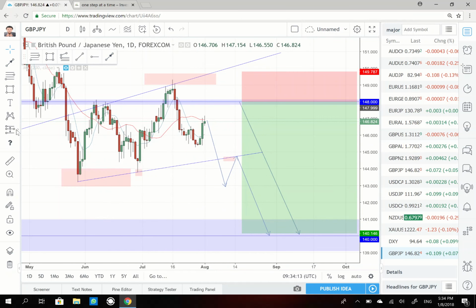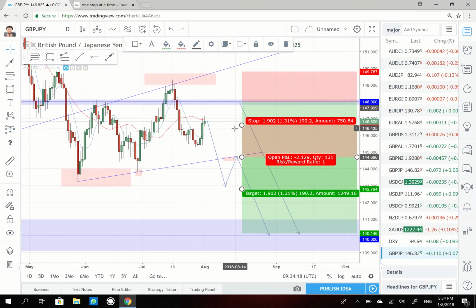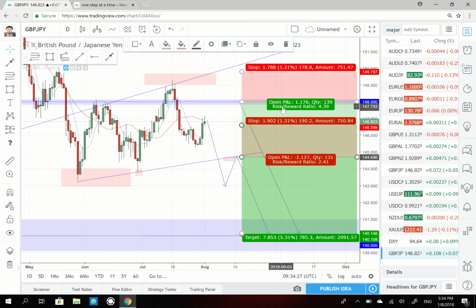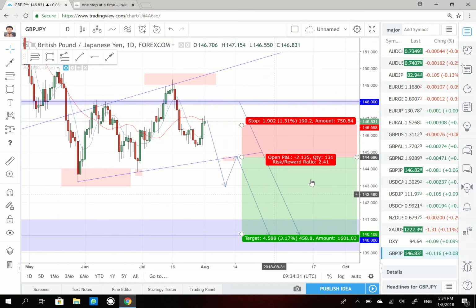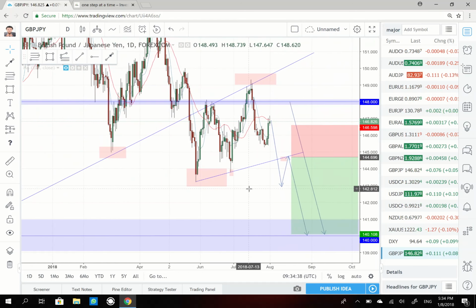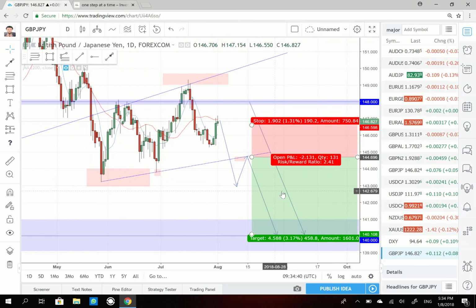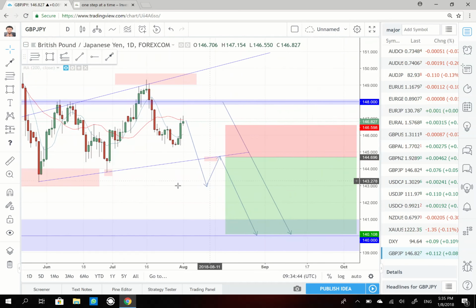So maybe I'll see some shooting star around here, and then see if there's any minor resistance or support over here to place my stop loss. Go all the way down to 1.400, and I still get a very nice risk to reward ratio over here. Yes, I can still get a very nice 2.41 risk to reward ratio.